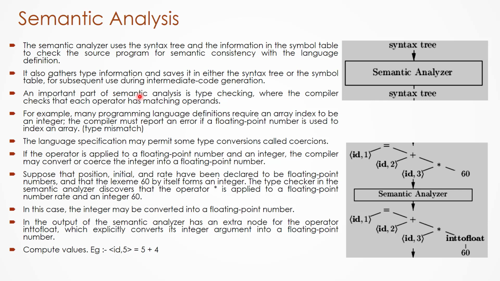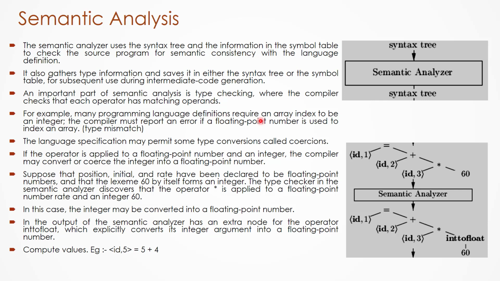I'll try to explain type checking with the help of an example. Many programming language definitions require an array index to be an integer. We all know what an array index is. If we have an array A, A of 0 represents the first cell, A of 1 represents the second cell.